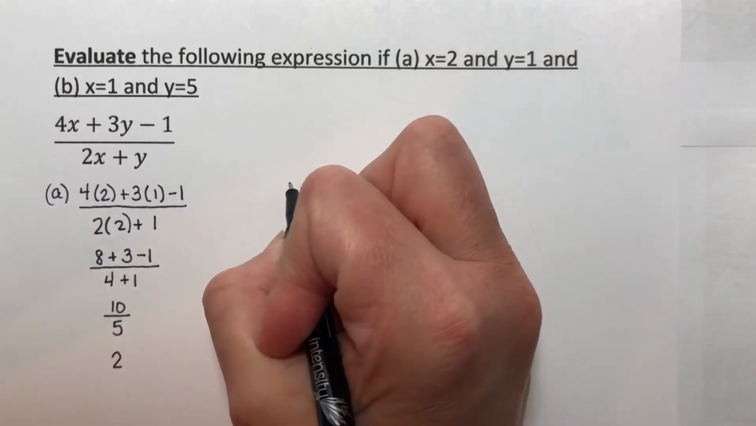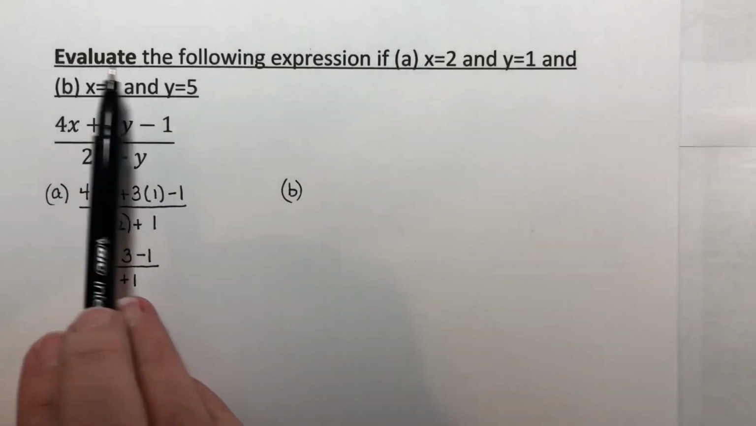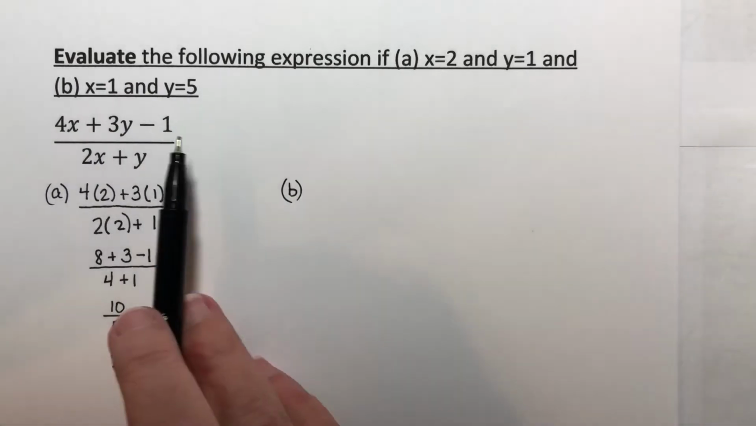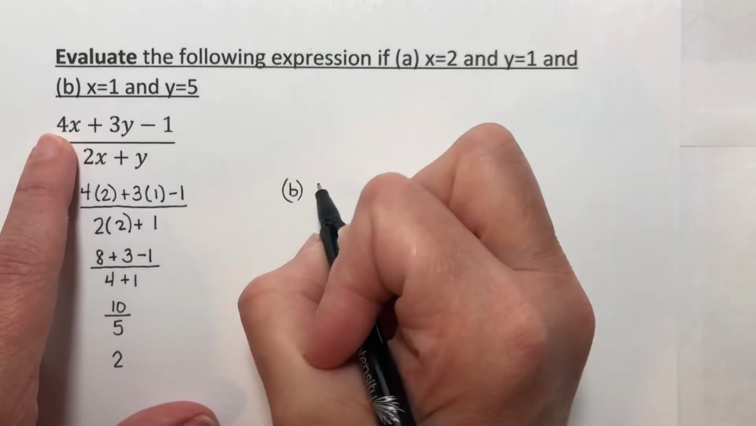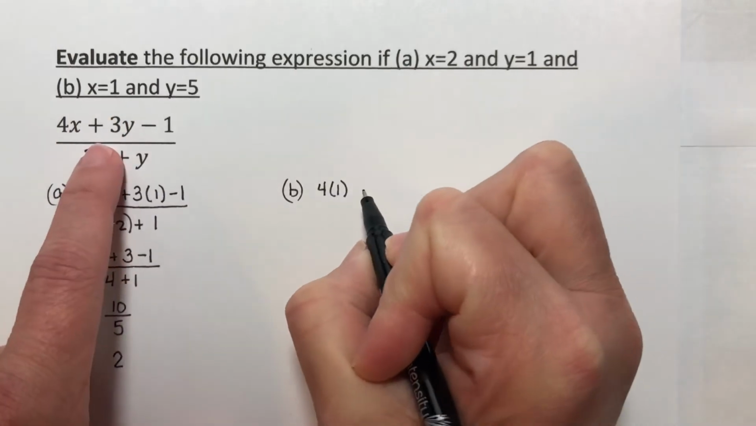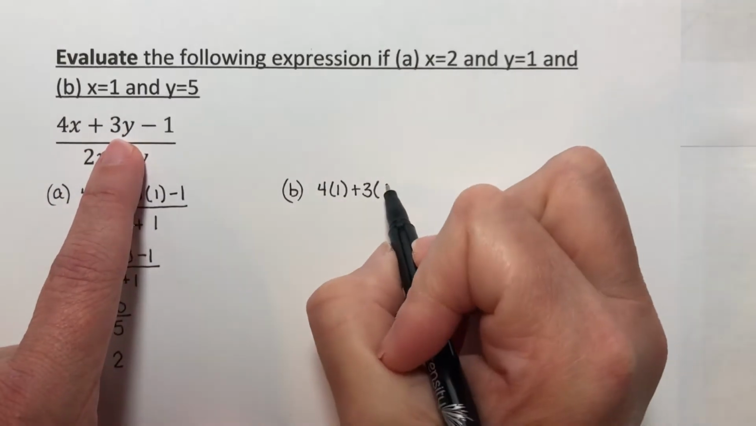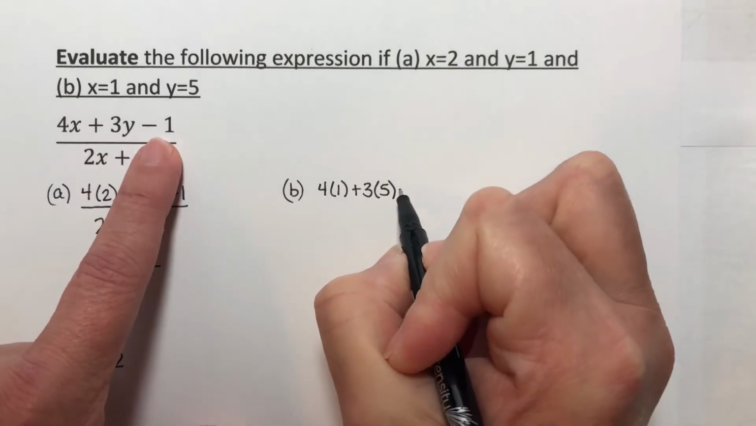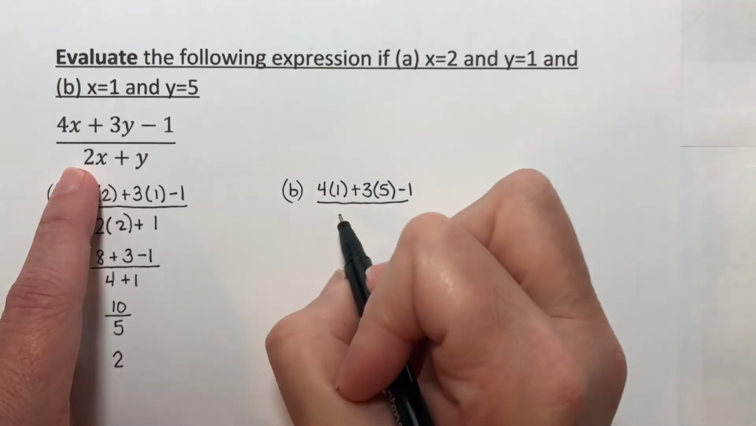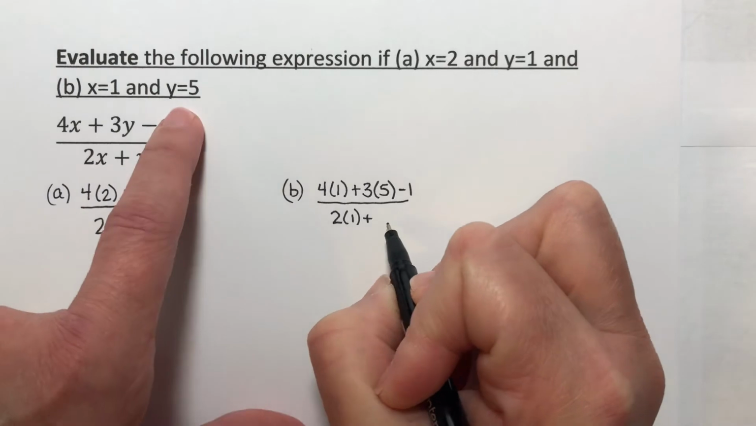Let's repeat this for part B. It's going to work essentially the same way. We're just plugging in different values. So 4 times x, and this time x is 1, plus 3 times y, and this time y is 5, minus 1, over 2 times x, 2 times 1, plus y, and y is 5.